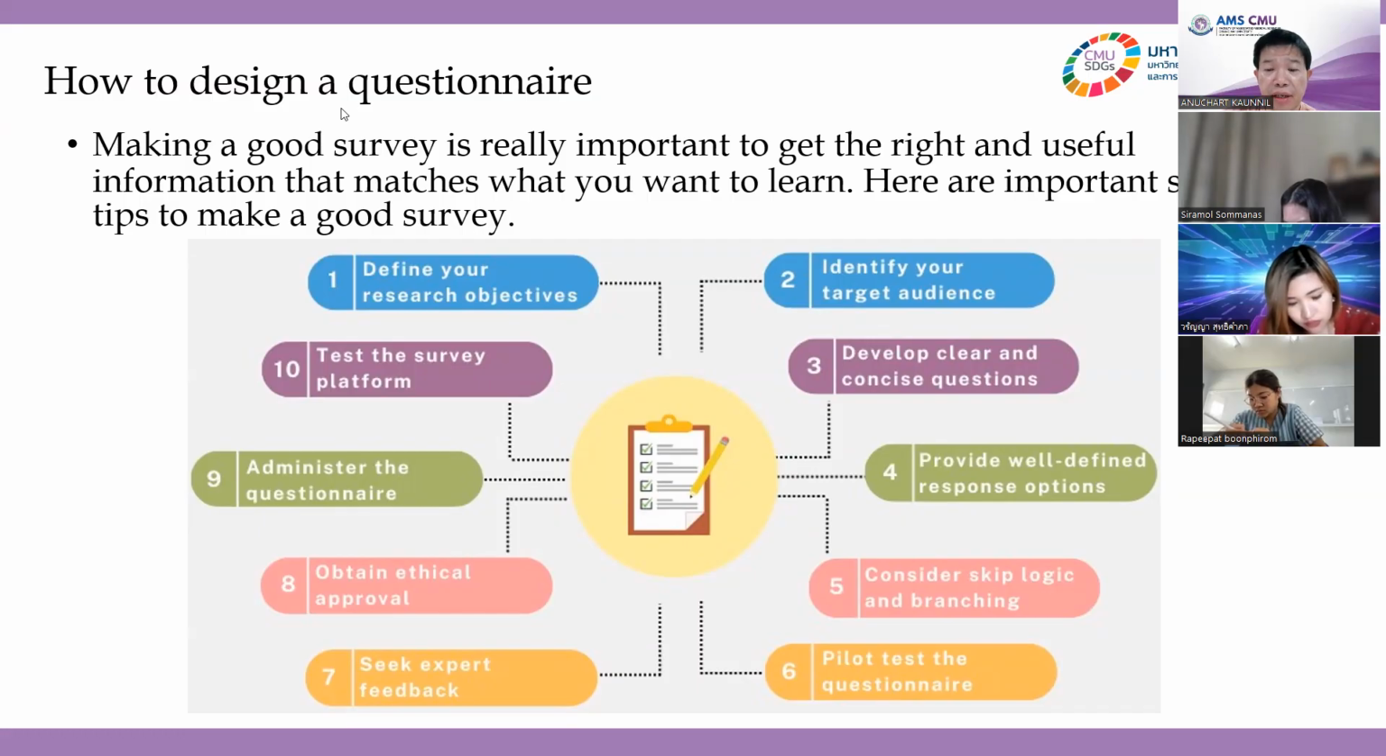And six is pilot test the questionnaire. And seven, you need IOC, the index of objective congruence. You need experts to validate and give feedback. If you get around 0.8 or up, it is very good acceptance. When you put it in the manuscript or publication, it is likely to be strong.